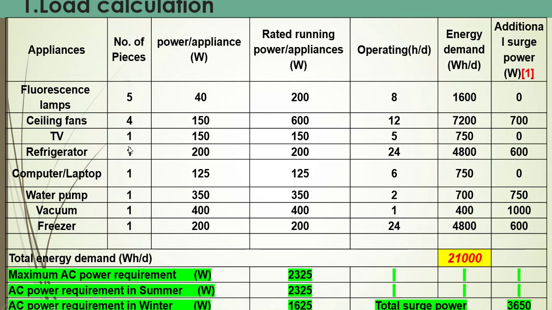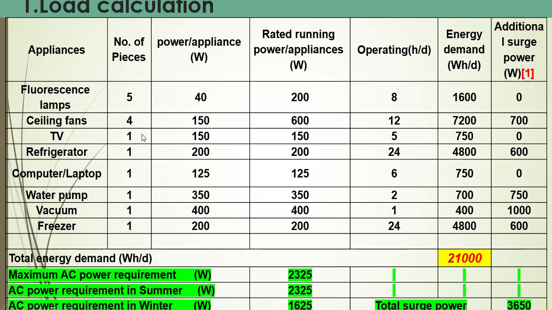The second column represents the number of appliances or pieces, and the third column represents the power of each appliance, and the fourth column represents rated running power for each type of appliance in watts, and the fifth column represents the operation time in hours per day for each type of appliance, and the sixth column represents the energy demand in watt-hour per day, and the seventh column represents the surge power for the specified appliances.